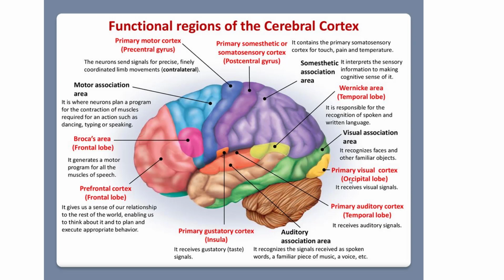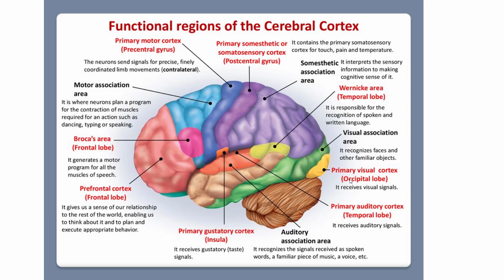Then the primary visual cortex of the occipital lobe receives visual signals. So you see a reception and a recognition area here. Your primary auditory cortex in the temporal lobe will receive auditory signals, but you need the Wernicke area for the recognition of spoken and written language. The auditory association area recognizes signals received as spoken words, a familiar piece of music, or a voice.